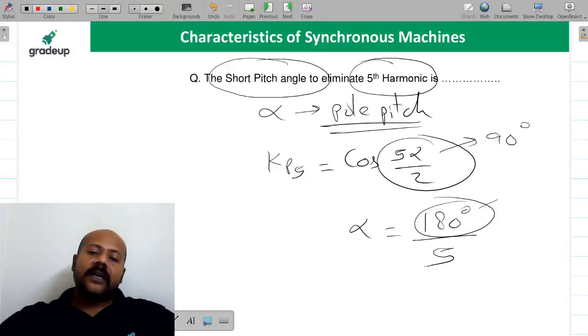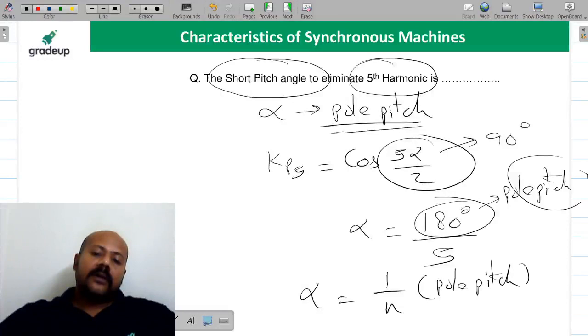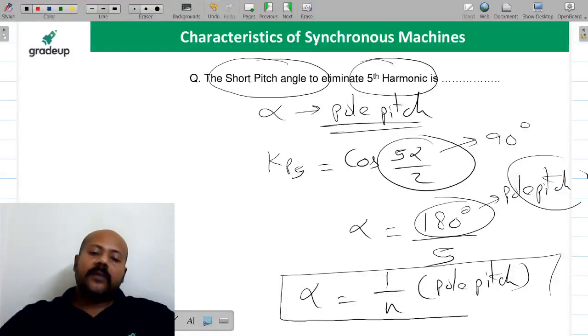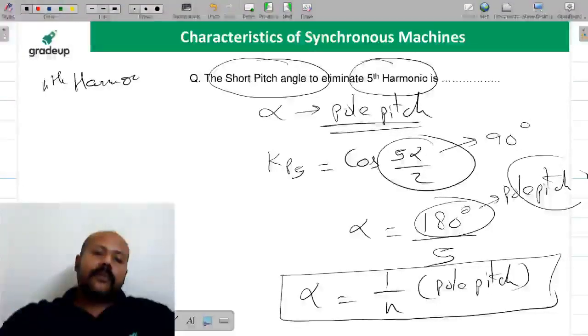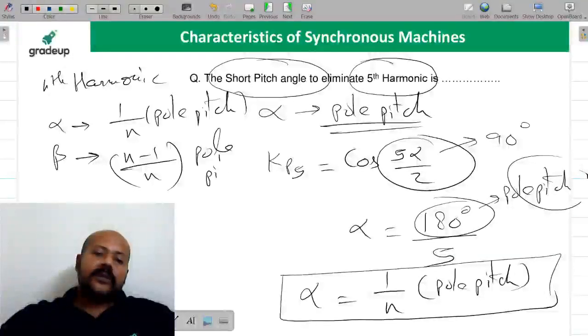But this 180 degree electrical is what? This is pole pitch. So it means alpha for the nth harmonic is going to be 1 upon n of the pole pitch. I hope it is clear to all of you and you will remember these two formulas. To remove the nth harmonic, what is the chording angle alpha? It is going to be 1 upon n pole pitch. And what is the coil span beta? It is going to be n minus 1 upon n pole pitch.